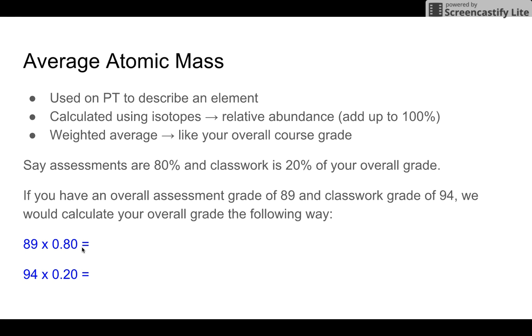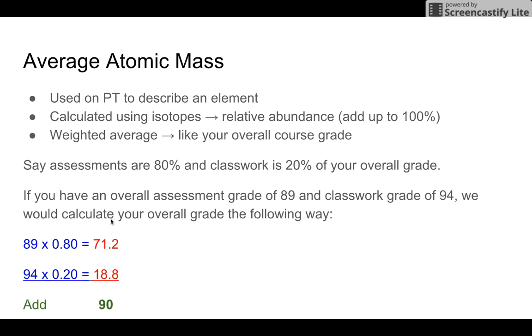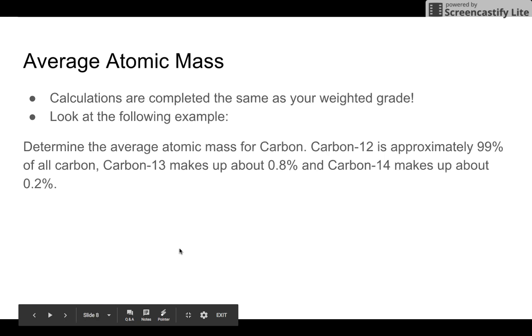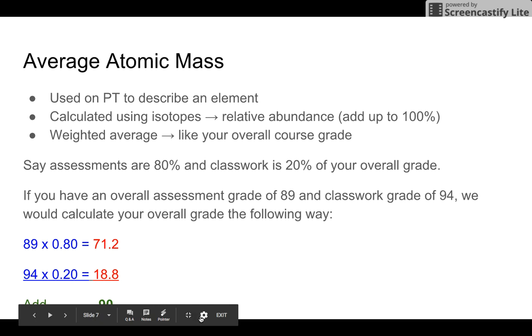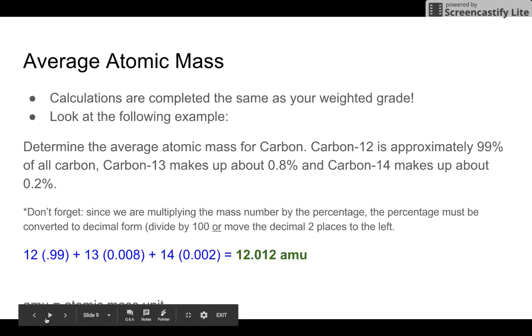Notice that we are converting the percentages to decimal form. That's important. So we do the math, and when we add them together, we come up with 90. So 90 is your overall grade.